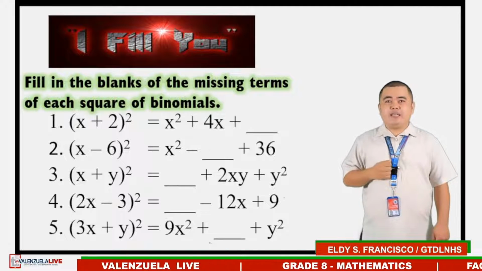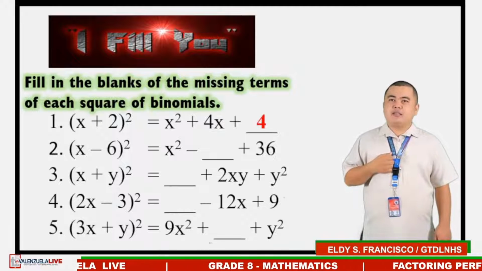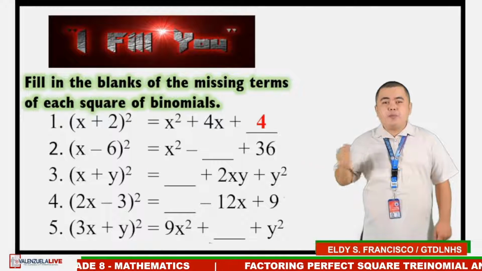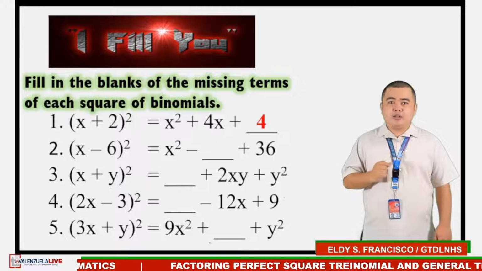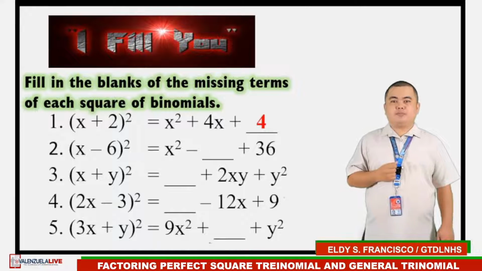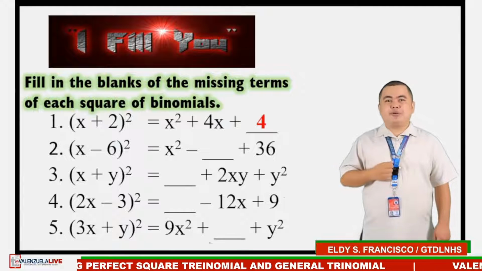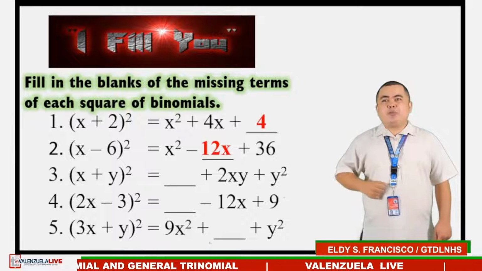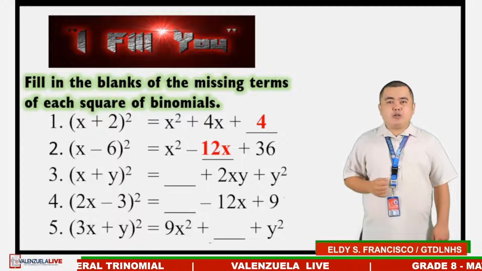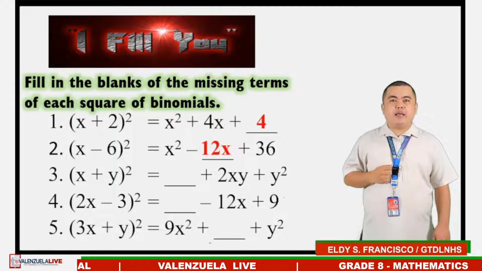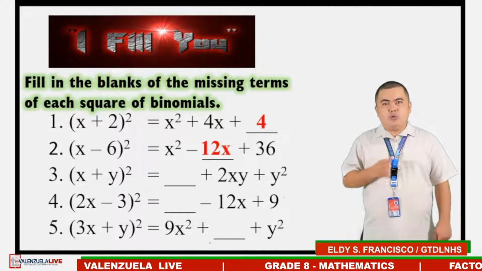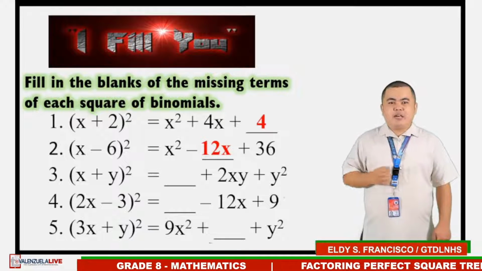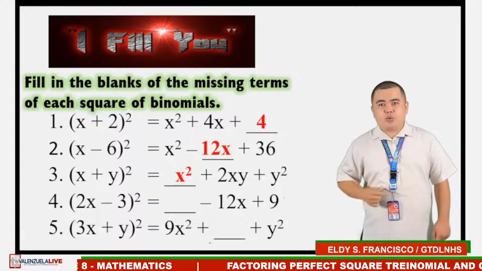Very good. The answer is 4. Next. The square of binomial x minus 6 is equal to x squared minus blank plus 36. Go! You are correct. The answer is 12x. 3. The square of binomial x plus y is equal to blank plus 2xy plus y squared. Go! Good. The correct answer is x squared.